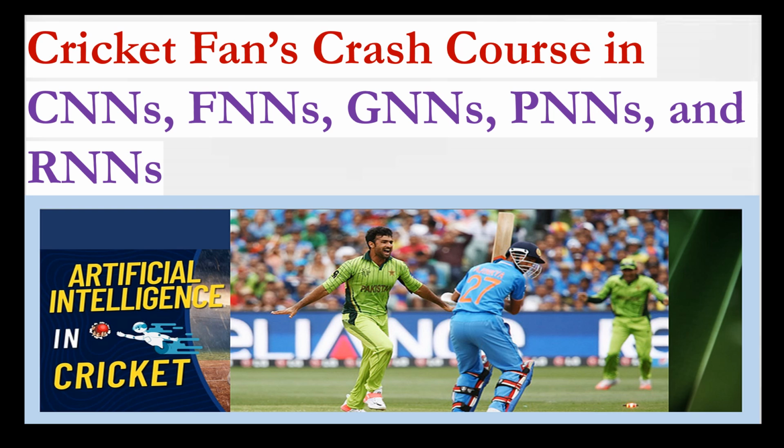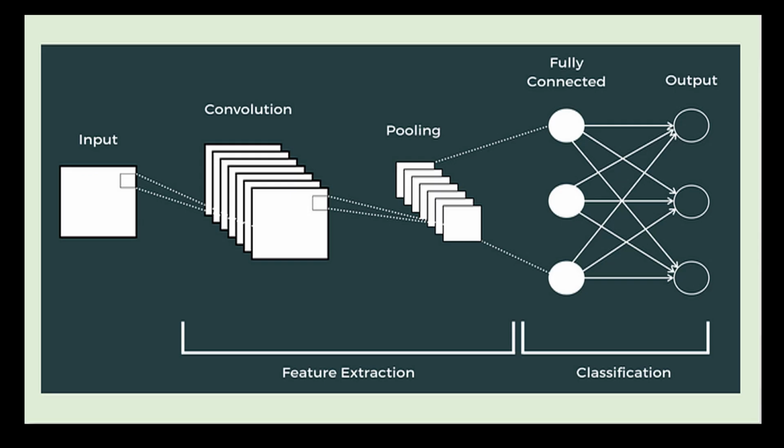In this video, we will discuss CNN, FNN, GNN, PNN and RNN through the lens of cricket. So let's get started with what are CNN or convolutional neural networks. Basically, these convolutional neural networks are a type of artificial neural network used for image recognition tasks.